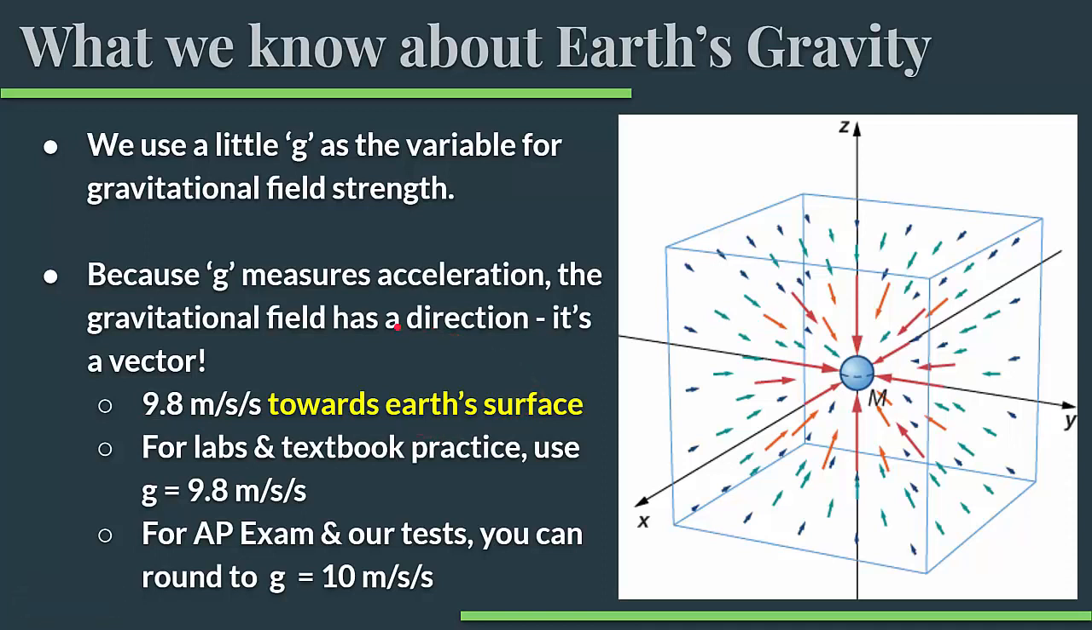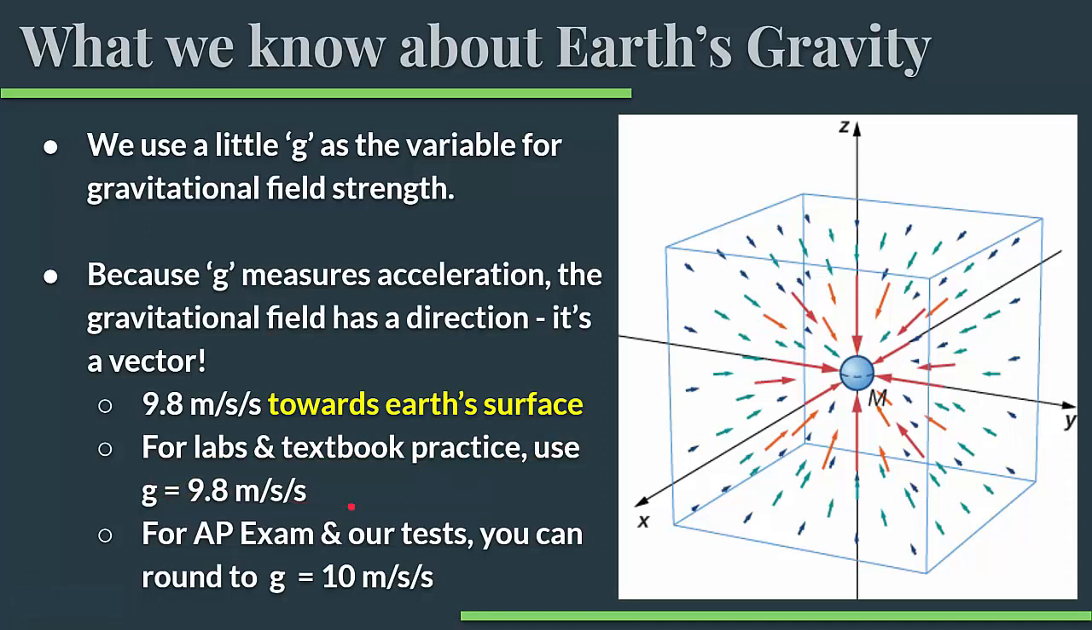Okay, and for this course, we're going to assume, at least right now, that we are close enough to Earth's surface that we get to always use this value. Once we deal with other planetary bodies and we move in space and we're farther away, it's not this simple. But so long as you're on the surface of the Earth, you get to use 9.8 meters per second every second. And so for labs and textbook practice, you're going to use little g as 9.8 meters per second squared.